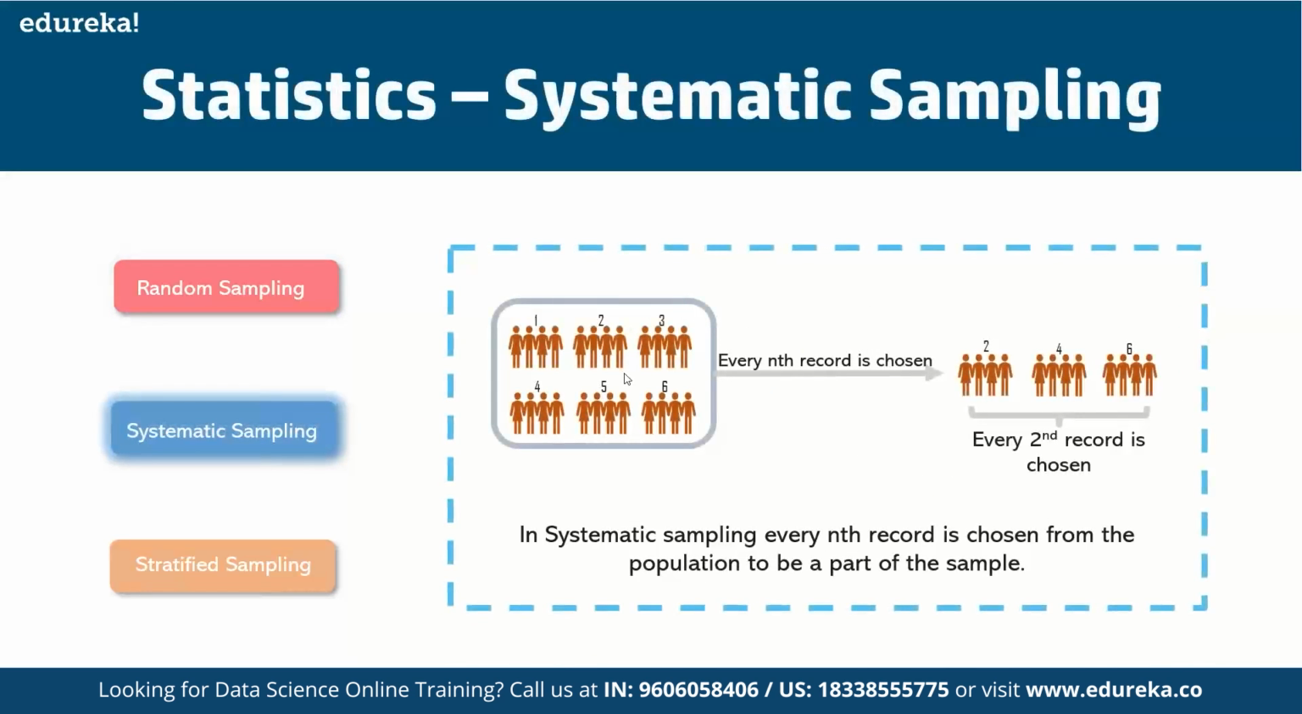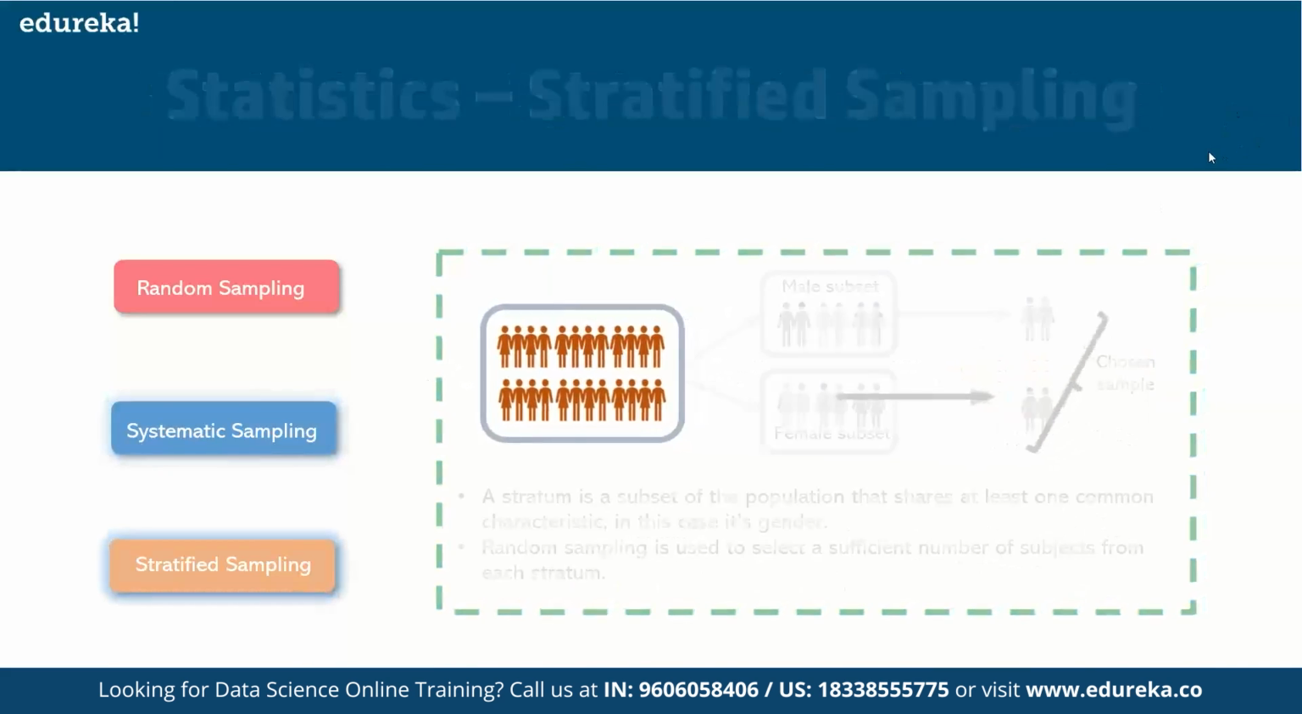What is a systematic sample? You pick every second row of data or every fourth person. So this is my fourth person, this is the fourth person, the fourth person, and so on. This is called systematic sampling. All right. Next is stratified sampling.